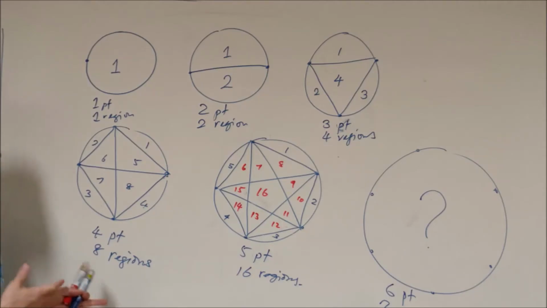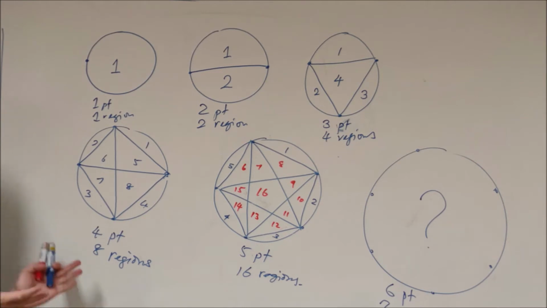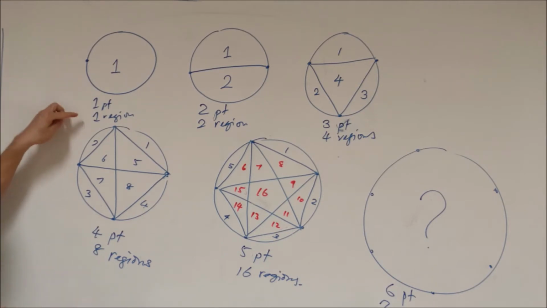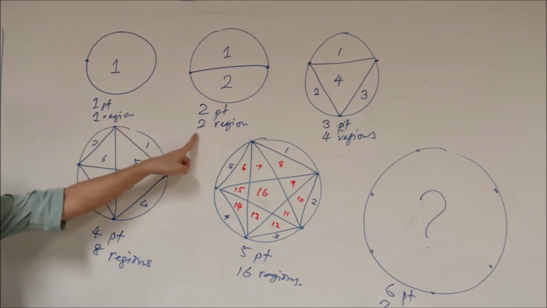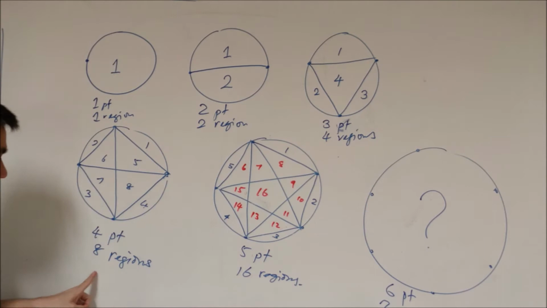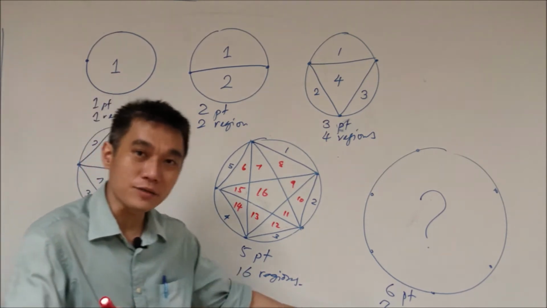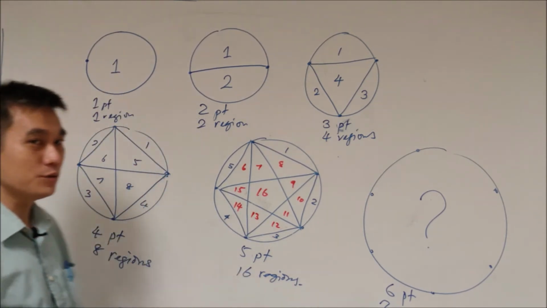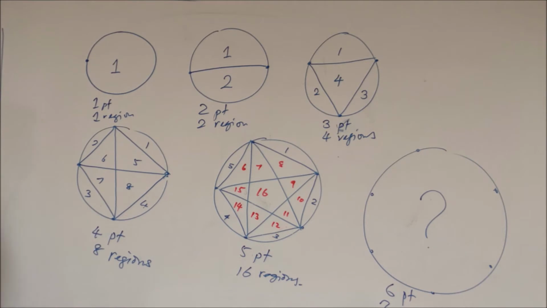In order to answer this question, the simplest way to do is just draw it and count, and we'll get the answer directly. But if you look at the so-called pattern, you see that 1, 2, 4, 8, 16, and the next one, do you think that is 32? Yes, I believe many of you think that is 32. Let's draw it out and count.